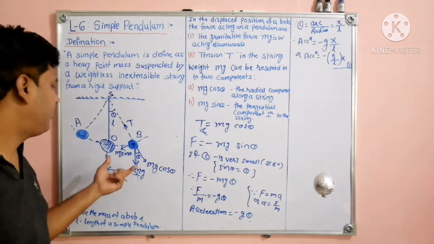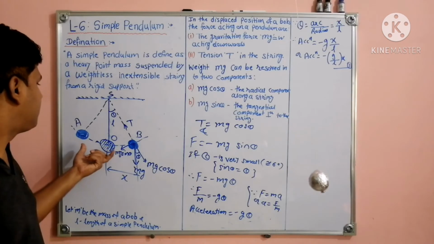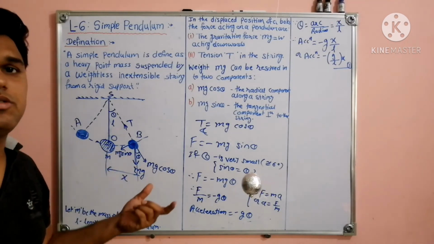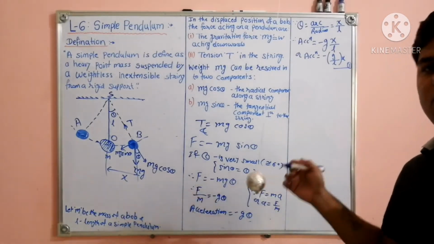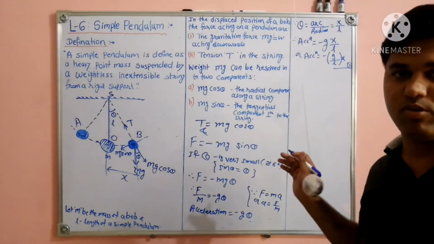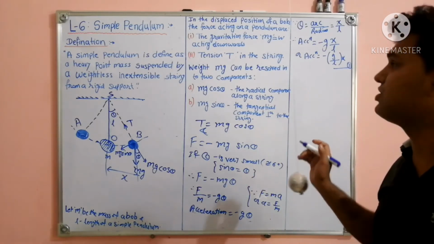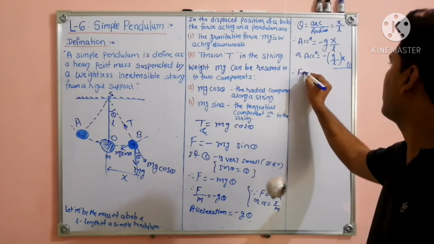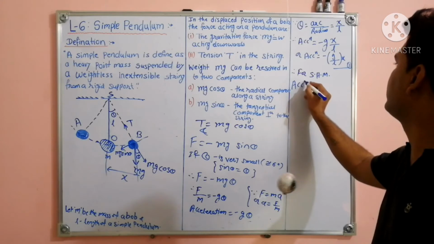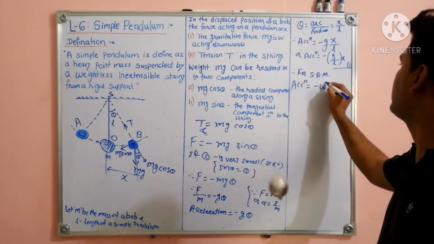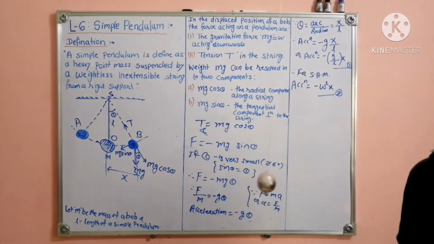We will find out the formula of this time period. So this is nothing but the oscillation. The pendulum performs simple harmonic motion. We already know from the previous lecture the formula for acceleration for simple harmonic motion. Therefore, for SHM, acceleration is minus omega square x. This is considered as equation number 2.